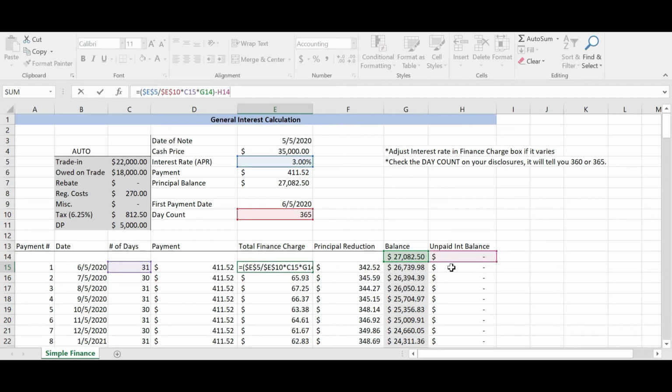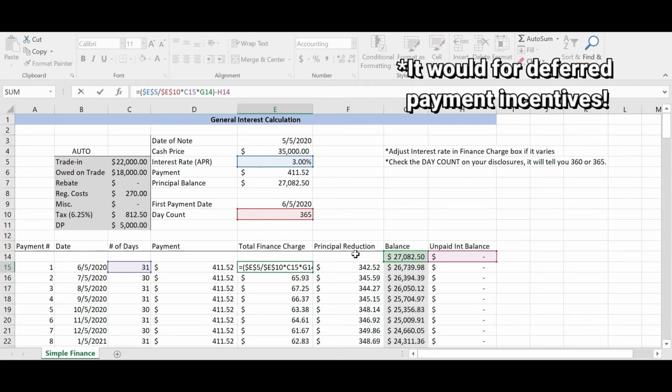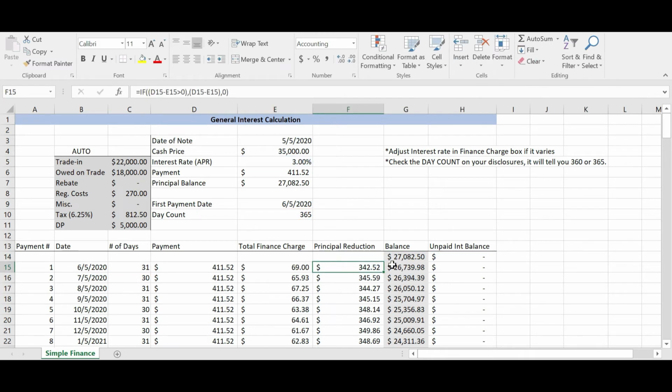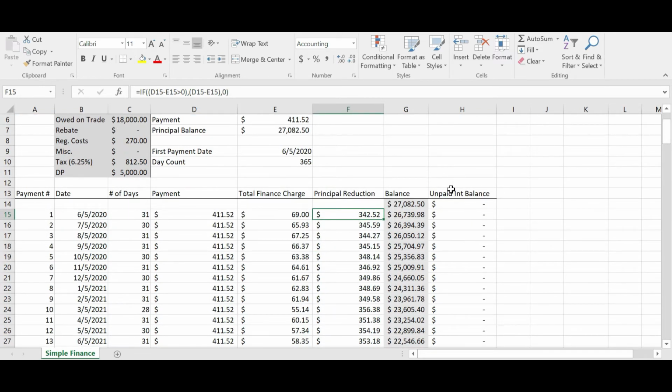And then I've got this subtract unpaid interest balance at the end there, which doesn't come into play on this first line. And then your principal reduction, that's pretty straightforward. I've got an if statement there because in order for this unpaid interest balance to work, this if statement has to be in there. But I won't go into too much detail there. Then your balance just obviously decreases all the way down. And again, I've got an if statement just in case you don't have any principal reduction. It'll throw off the spreadsheet if you don't have that in there.